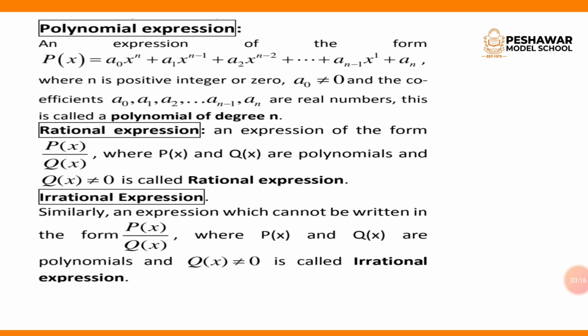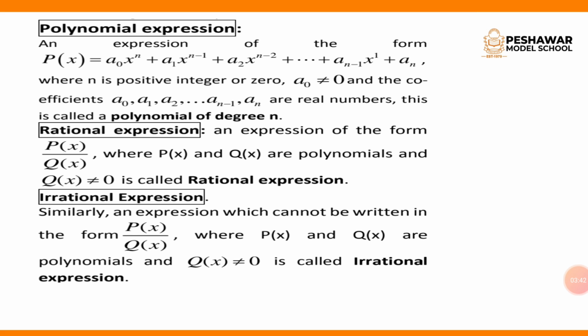Next, rational expression. An expression of the form p of x divided by q of x, where p of x and q of x are polynomials and q of x is not equal to 0, is called a rational expression. And this is just like rational numbers. But in this, p of x and q of x must be polynomials, and we defined above what polynomials are.